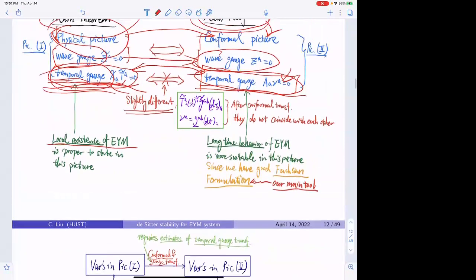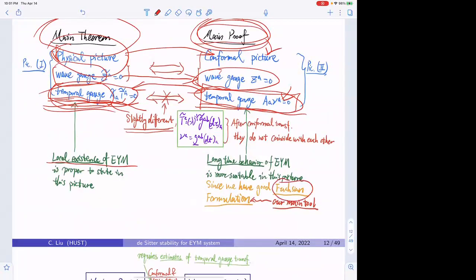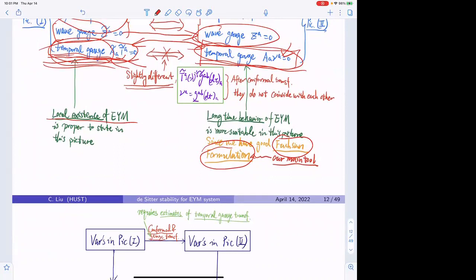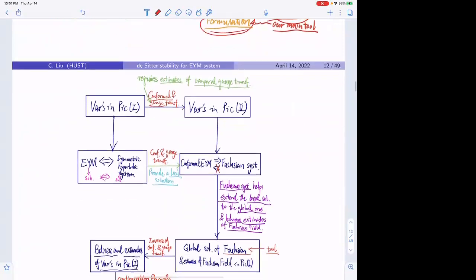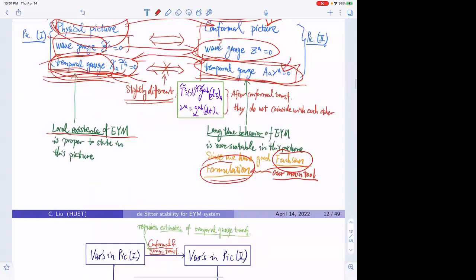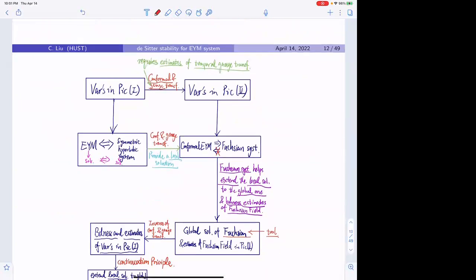Okay, and in our main proof, we will use the function formulation. This is our main tool. So in the rest of our talk, I will focus on this function formulation. This picture gives the main idea of how to prove the long-term stability of the Einstein-Yang-Mills equation. You can see it involves two pictures. The first picture is the physical picture, and the second one is the conformal picture. And we will use two sets of variables. In the physical picture, we will use physical variables, and in the conformal picture, we use conformal variables. To connect these two pictures, we use some conformal transformation and gauge transformation.